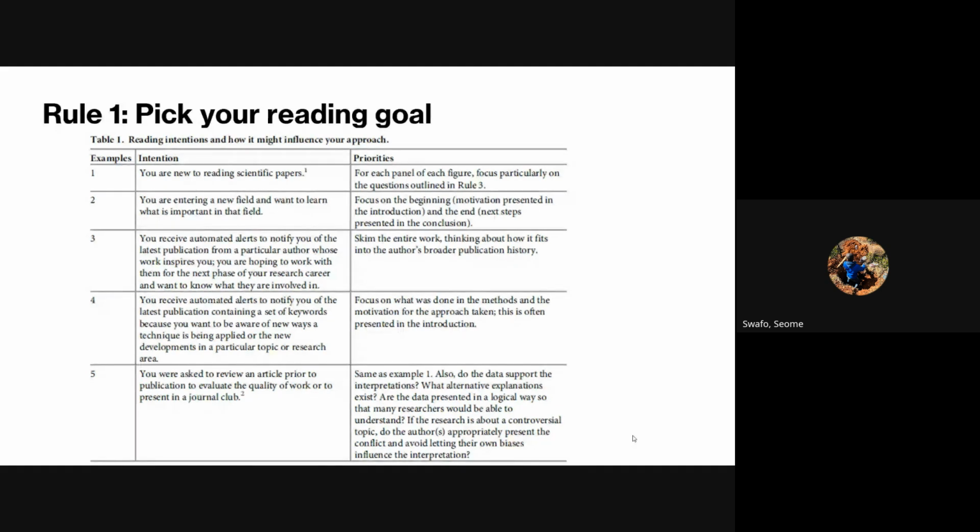And then the other thing that can also be an intention, or that could influence your reading, is when you just receive automated alerts.